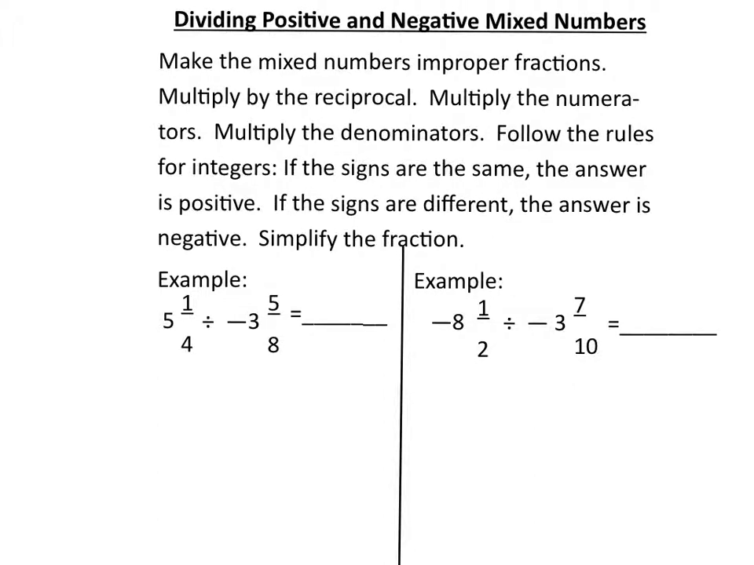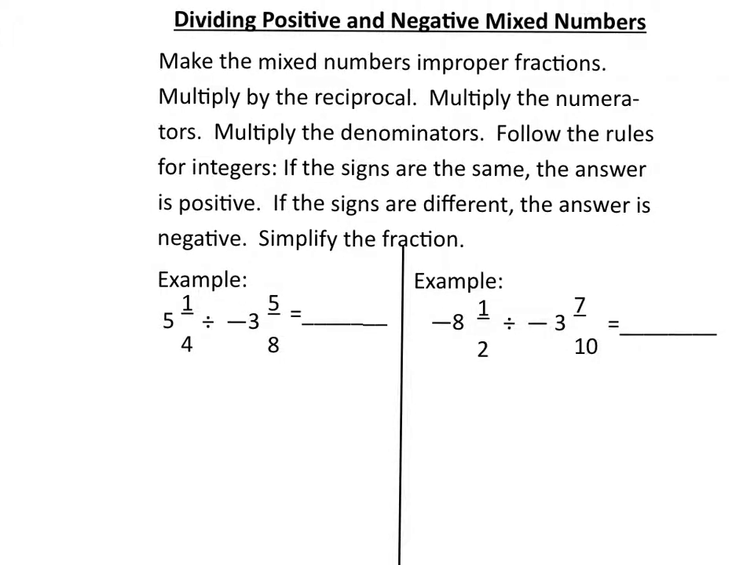At last, we have reached the final operation with the final rational number, for now, and that is dividing positive and negative mixed numbers. Woohoo! This is the one that kind of takes everything we've done with fractions and mixed numbers and division and negatives and all that stuff, and we put it all together.